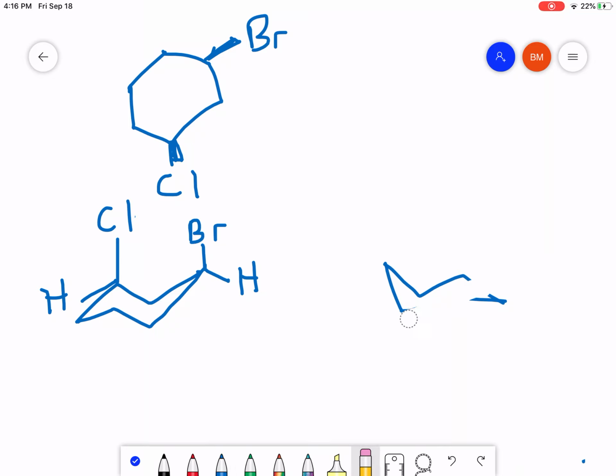That's ugly. Sorry about that. So I have a harder time drawing the reverse chairs for some reason. I don't know why. Mental block. Plus, I'm a terrible drawer.